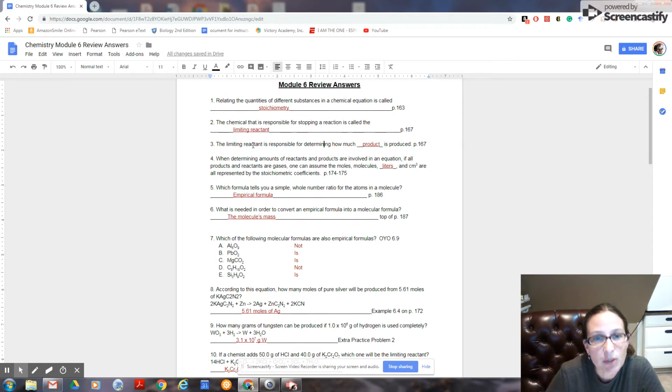Okay, so limiting reactant is responsible for determining how much product, because once you run out of that limiting reactant, that's the most product that you're going to get.